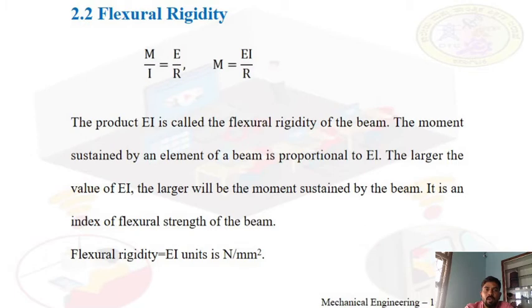From the bending equation, we know M by I is equal to F by y is equal to E by R. The flexural rigidity is the product of E into I. To get the product of EI, we take M by I is equal to E by R. Now the moment M is equal to EI divided by R. So the product of EI is called flexural rigidity.